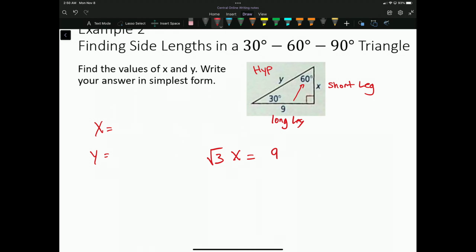All right, so let's solve for x. We want to get x by itself, so we need to divide by the square root of 3. These go away, and we're left with x on the left-hand side. And we're going to be left with 9 over the square root of 3. Now, when you're dealing with radicals, you do not want a square root on the bottom of your fraction. So what we're going to do is multiply. Let me rewrite this. We're going to multiply by 1, or the square root of 3 over the square root of 3.